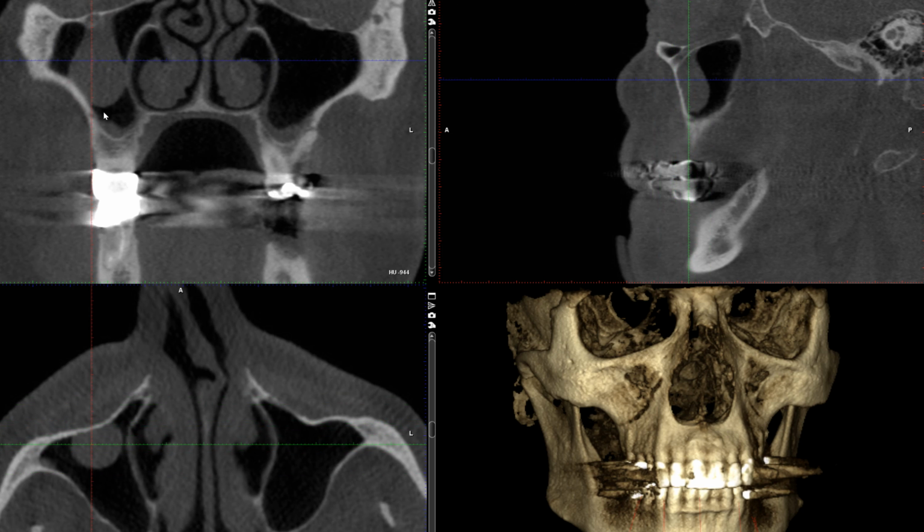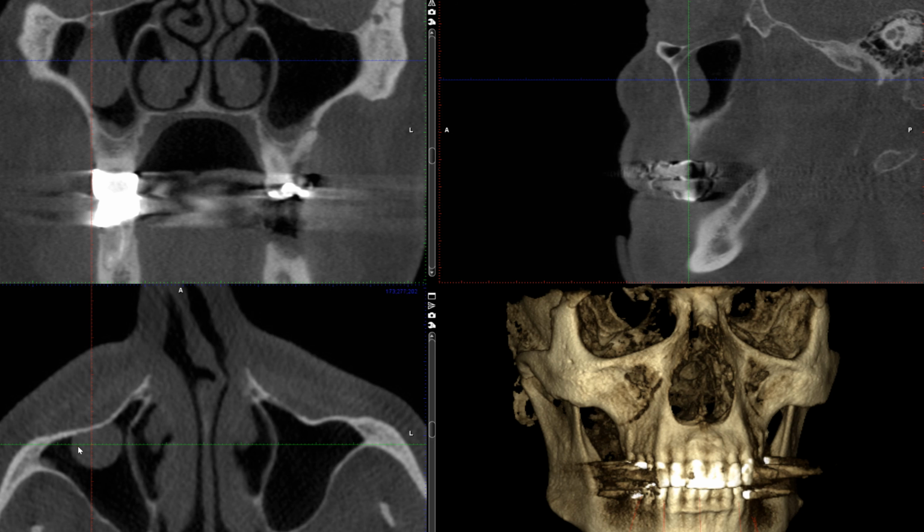Here's the medial wall, and there is a floor. Likewise, on this axial plane, here's the anterior wall. You can say anterolateral wall. Here's the medial wall. You could say this is either the posterior or posterolateral wall of the maxillary sinus. So that is what we saw on the panoramic radiograph.